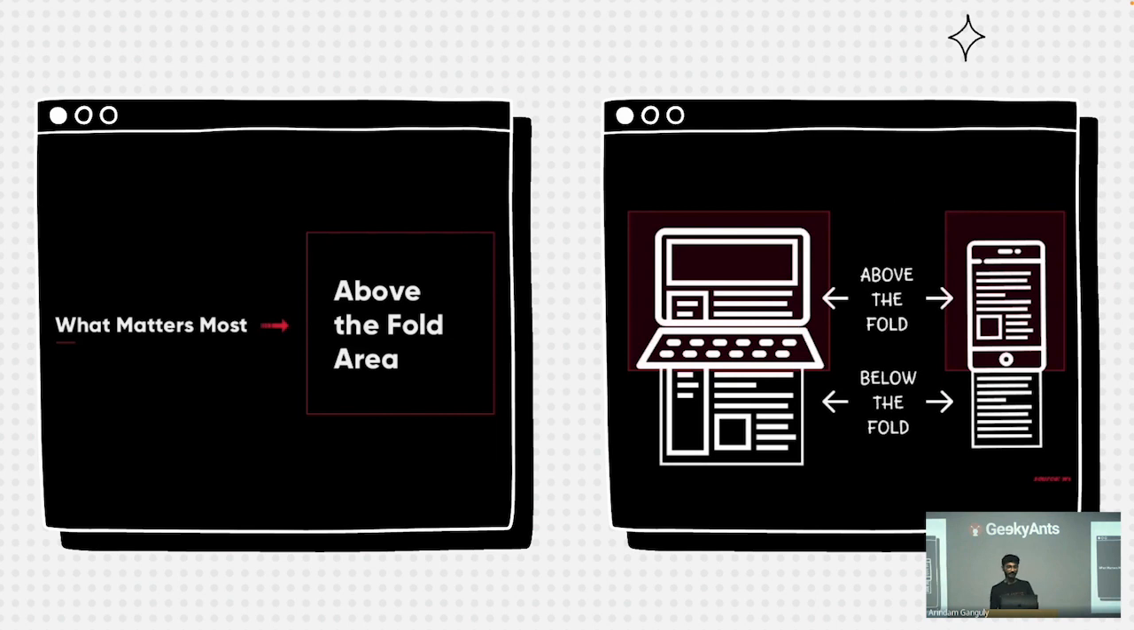Now, what matters most is only the above-the-fold area. Above the fold means the content available in the viewport. Whenever your web page gets loaded, whatever content you are able to see is the above-the-fold area, and based on that, your entire Core Web Vitals score matters most. We'll see that when we start diving into it.